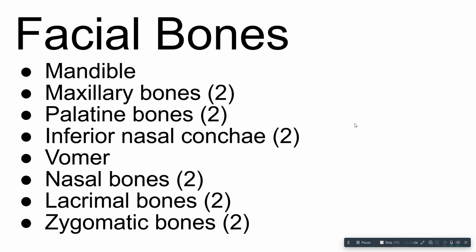We are going to do a quick video on lab number 10, which is the second part of the skull, which is on the facial bones. And they're listed all here for you. The facial bones, there are 14 of them. Notice that only two of them are single bones, the mandible and the vomer. All the other ones, the maxillaries, the palatines, the inferior nasal conchae, the nasals, the lacrimals, and the zygomatics are paired. So we got left and right versions of each of those.